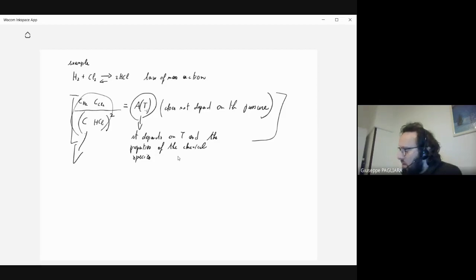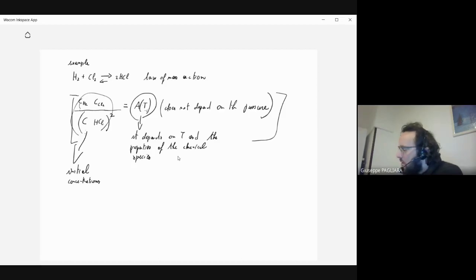So suppose that you have this number, A, which is a large number, and you can compare what you have as initial concentrations on the left-hand side with A of T. So suppose that you have A of T, which is a certain number, and suppose that this quantity on the left-hand side is small. Small means that you have a small amount of CH2 and CCl2.